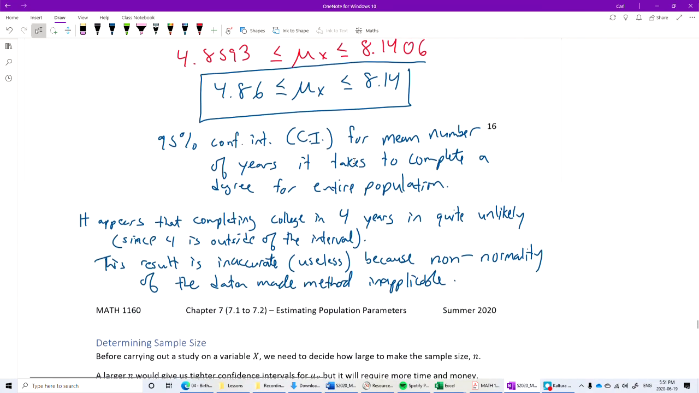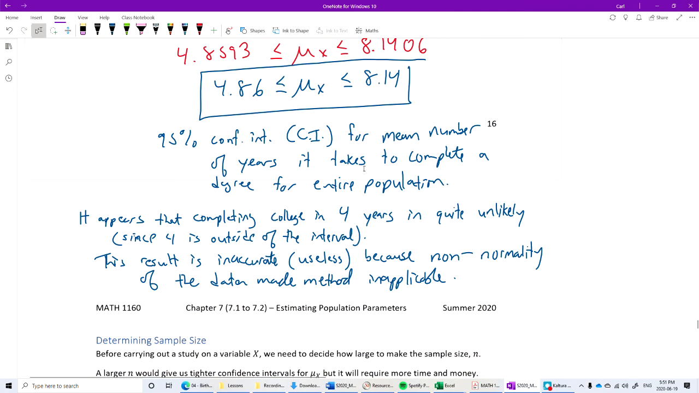Okay, so we do have to check the requirements and proceed appropriately. If the method is not applicable, we should report that as our answer and maybe possibly try to find a more advanced method that will work in that circumstance. All right, so we'll leave it there. In the last video, we're going to be doing sample size determinations. All right, see you then.